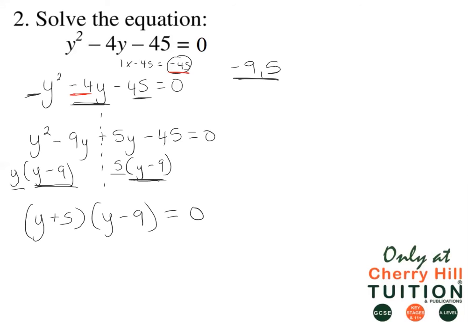Now, because it's asking us to solve, this means we need to find values of y. So y plus 5 is equal to 0 and y minus 9 is equal to 0. Now this is just basic algebra. We can take 5 away on both sides in order to get the y on its own, leaving us with y is equal to minus 5. And then we can add 9 on both sides here, leaving us with y is equal to 9.